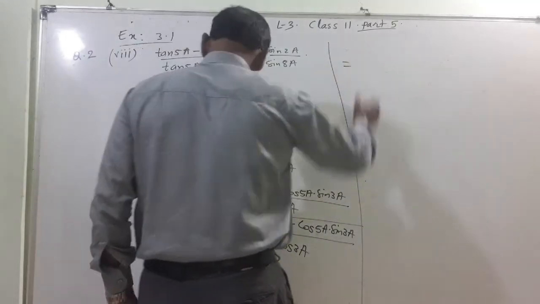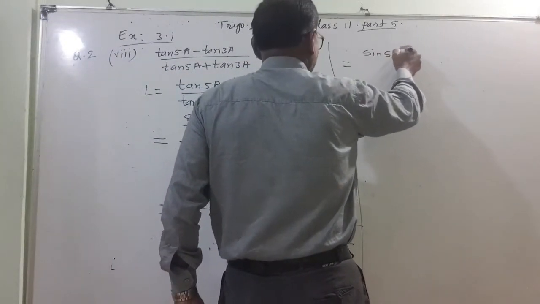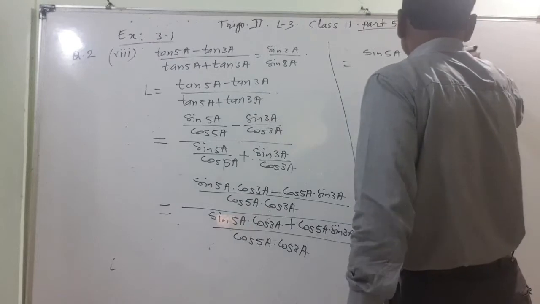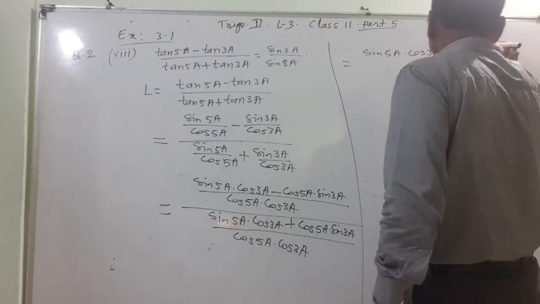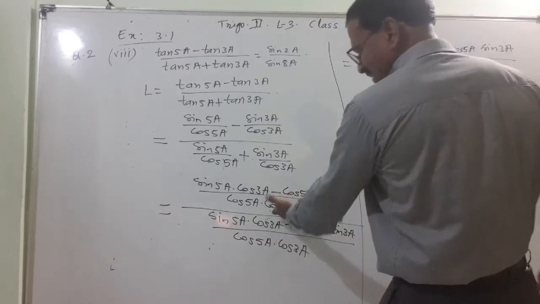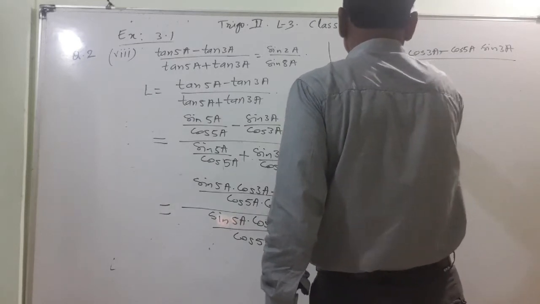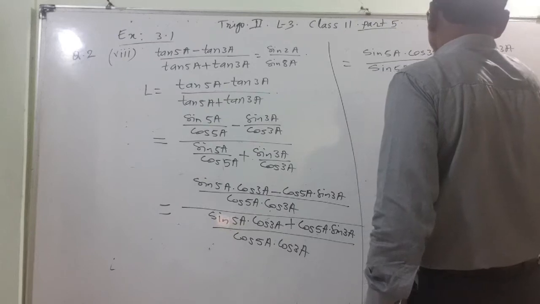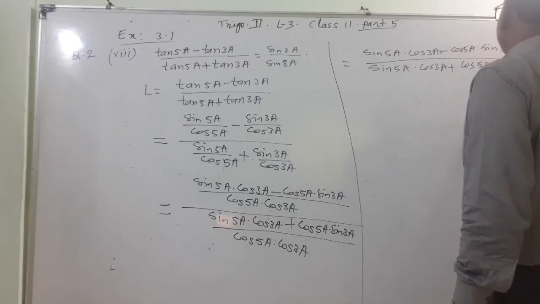sine 5A into cos 3A minus cos 5A into sine 3A upon, now this also has got cancelled, so this will remain, sine of 5A into cos of 3A plus cos of 5A into sine of 3A.